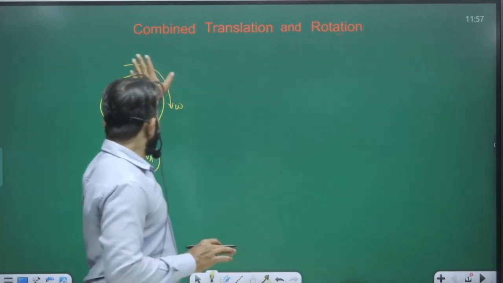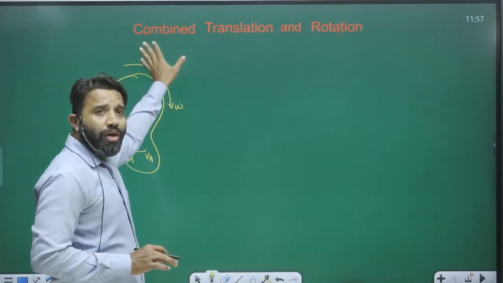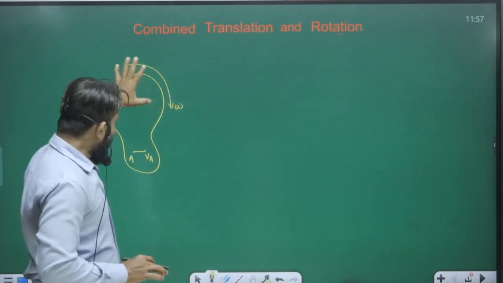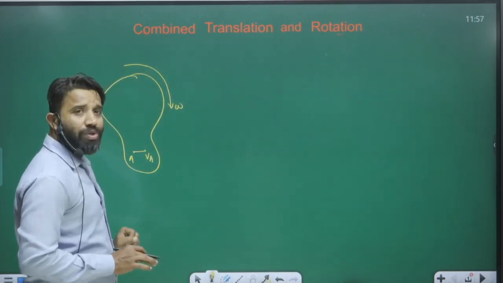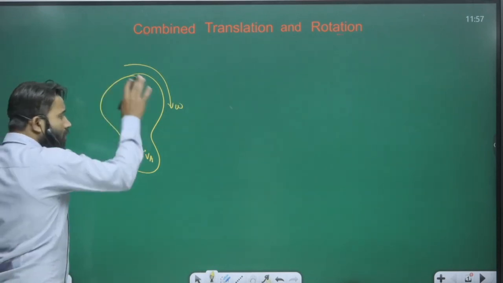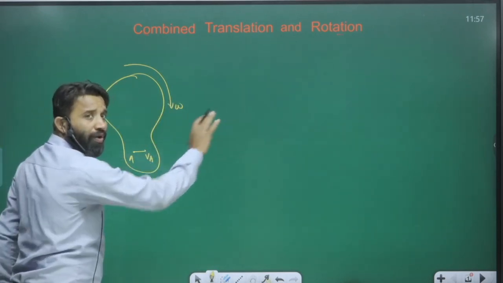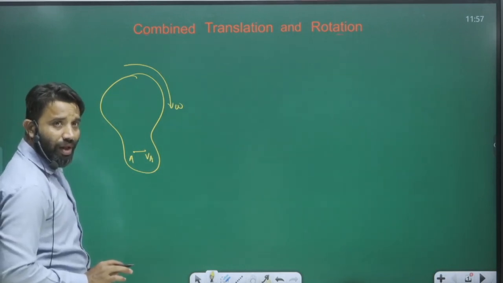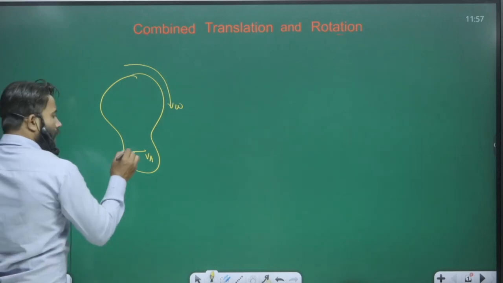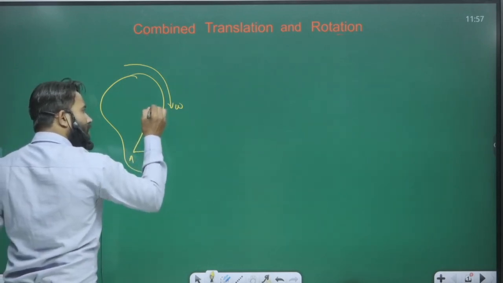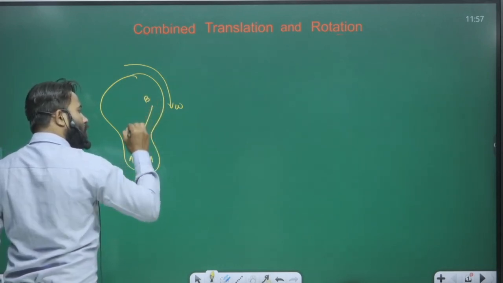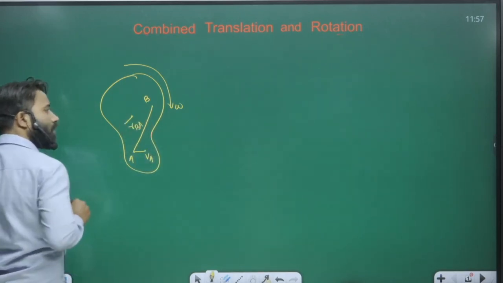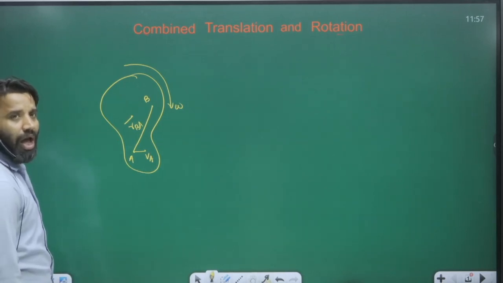Let us assume that this body does not have any rotational motion, it has only translational motion. In that case all the points on this body must move in the forward direction with the same velocity VA as it is rigid. So from here we are considering another point B and the position vector of this point B is RBA.